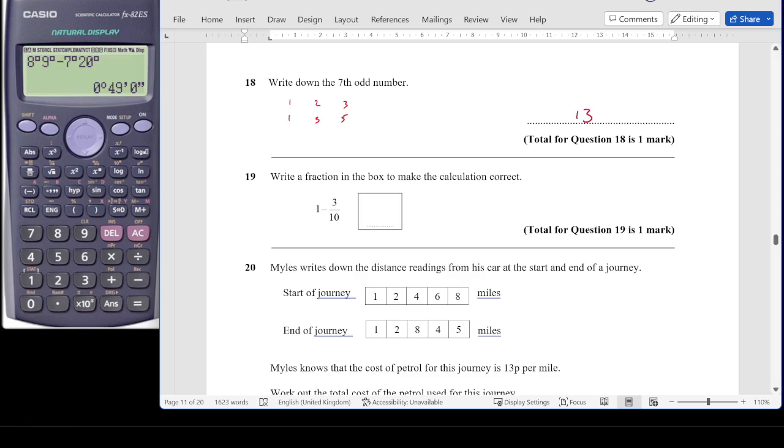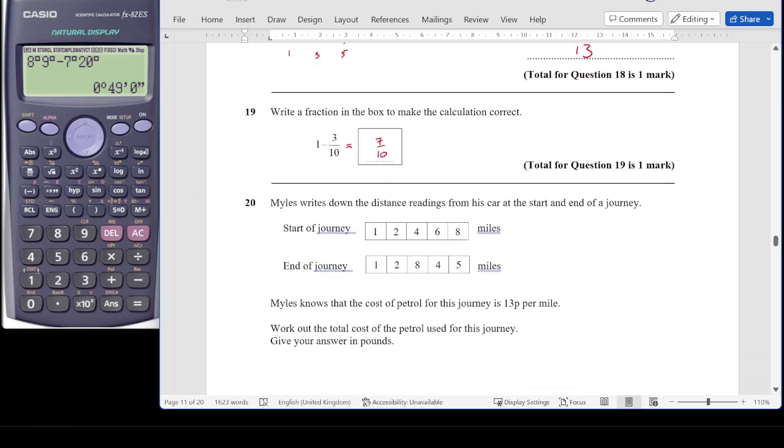Write a fraction in the box to make the calculation correct. Okay, so 1 minus 3 over 10 would be 7 over 10. And I'm going to have to assume that that's what it means. I would have assumed that we should have had an equal sign there, but no major drama.